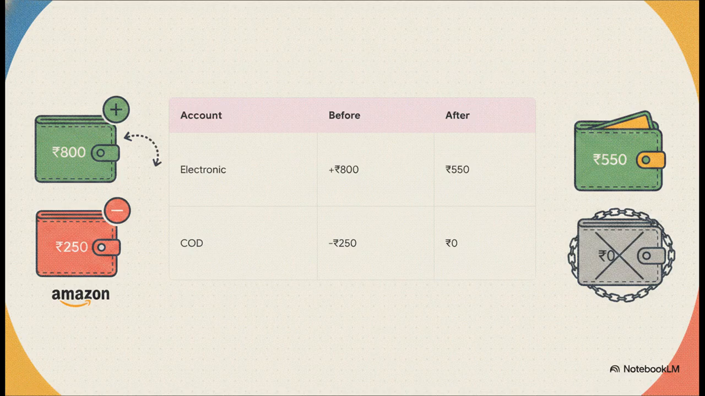Well, Amazon just flips the script. It automatically uses your positive electronic funds to completely wipe out the negative COD balance. You walk away with 550 rupees in your electronic account and 0 debt in COD.